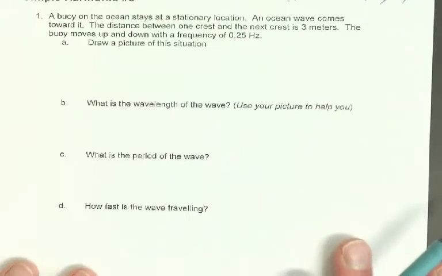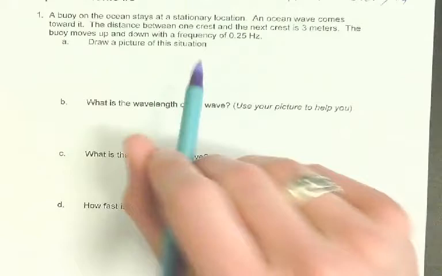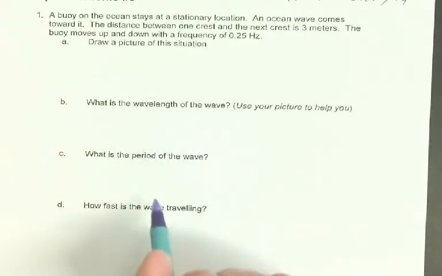Number one. A buoy on the ocean stays at a stationary location. An ocean wave comes towards it. The distance between one crest and the next crest is 3 meters. The buoy moves up and down with a frequency of 0.25 hertz. And I want to know, have you drawn a picture? What's the wavelength? What's the period? And how fast is it going?